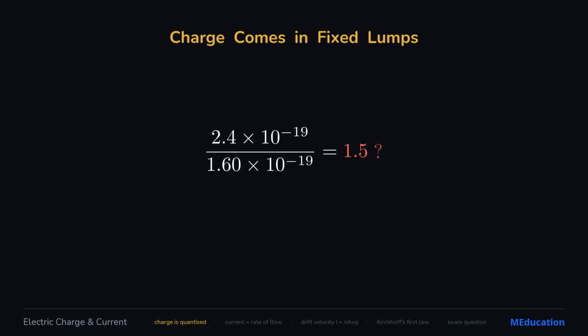Here is the test that catches people out. Suppose an oil drop is measured at 2.4 times 10 to the minus 19 coulombs. Divide by e and you get 1.5. Not a whole number, so that charge simply cannot exist. Quantization is a hard rule, not a suggestion.